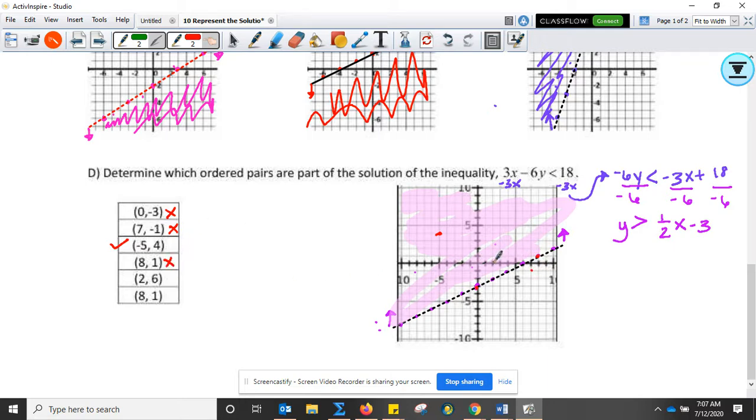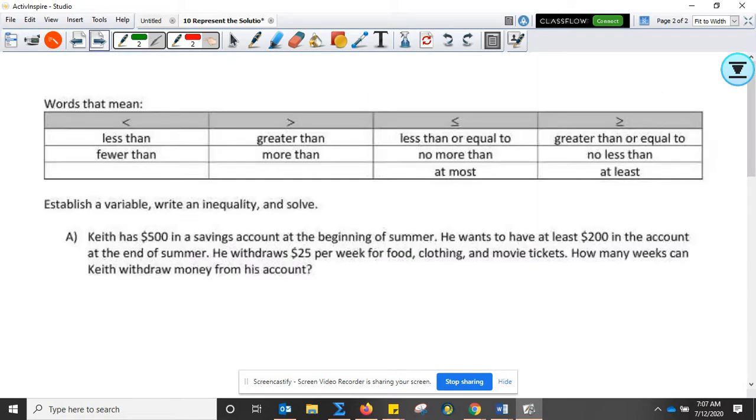2, 6, that works. And then 8, 5, 6, 7, 8, 1. Well, that's the same thing, so I'm just going to mark that one out. So your only two solutions would be negative 4, 5, and 2, 6. Okay, now words that mean less than, greater than, less than or equal to, or greater than or equal to.